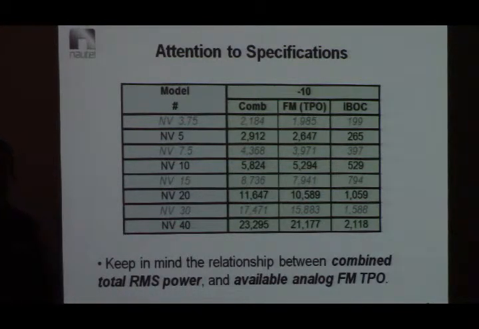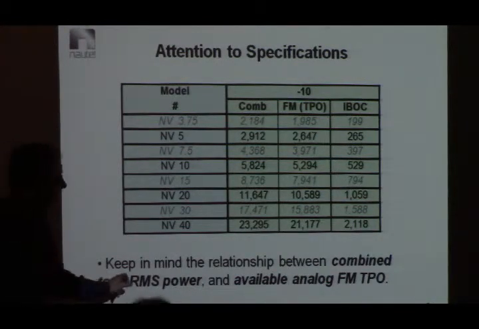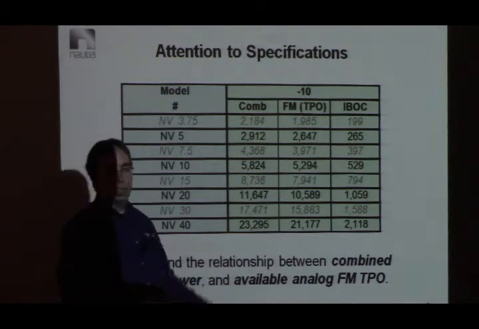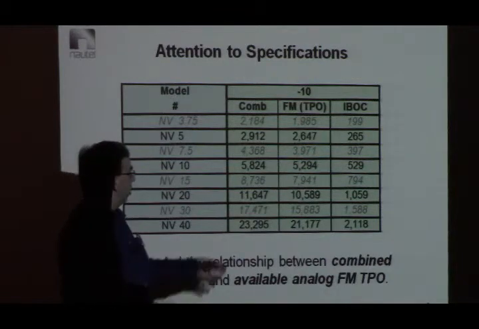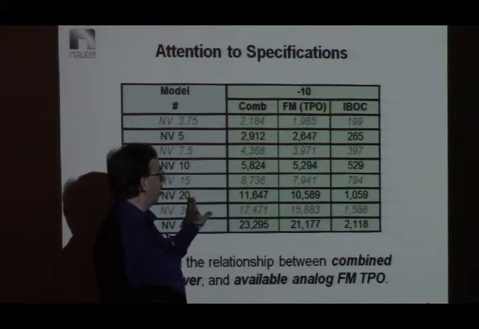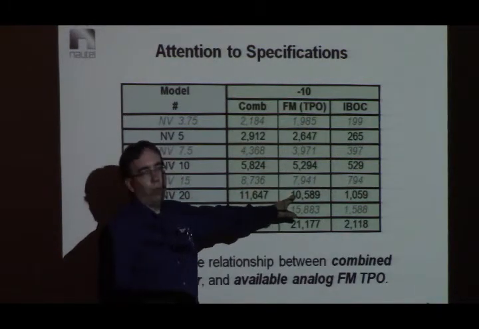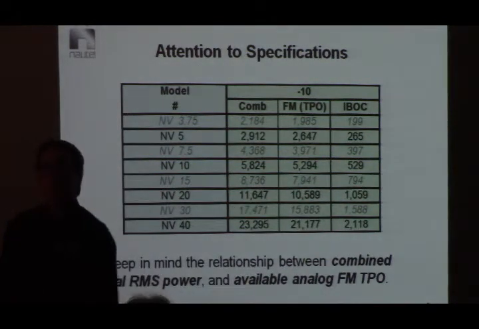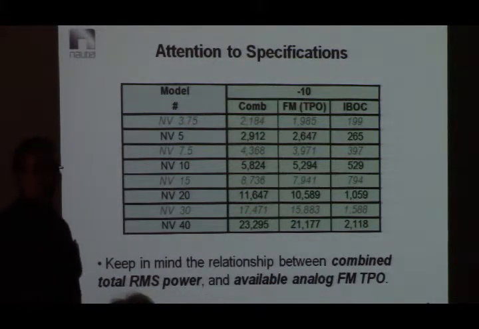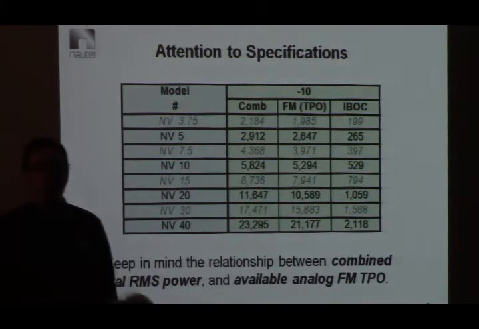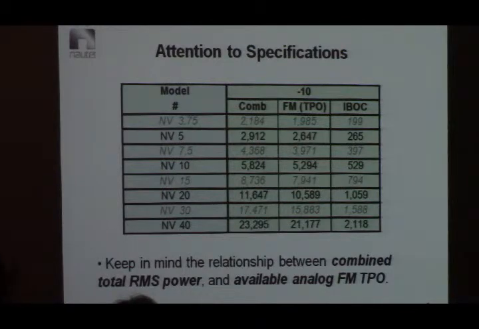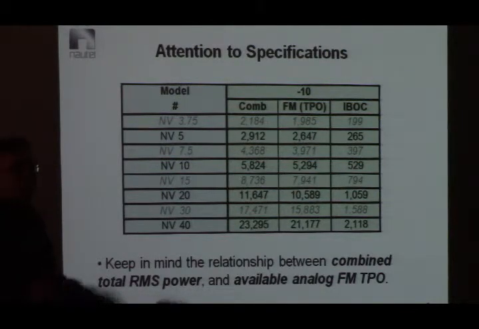Attention to specifications. This was what I was talking about earlier. There have been cases where the power level you've been given on a spec sheet is combined power. So somebody will say, yeah, we can do 11.5 kilowatts at -10 with a 20 kilowatt. What they mean is we can do 10.5 analog and 1.05 HD. Well, if your analog TPO is 11 kilowatts, you're going to come up on the short end of the straw with this one. All right, so always, always, always make sure that you're talking apples and apples.